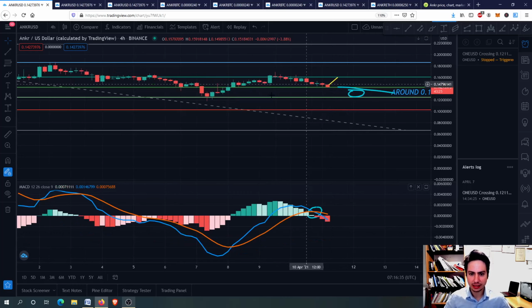Right now, guys, we are in a bearish situation. We are in the same bearish situation for Ankr, and of course we are looking to see if it will keep like that, so we test the new levels or not.